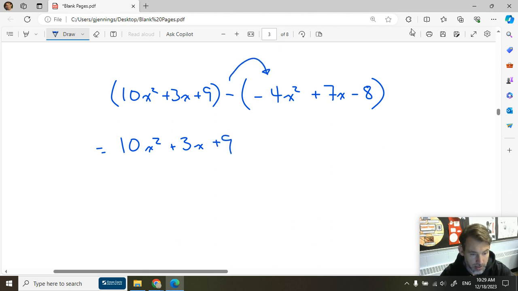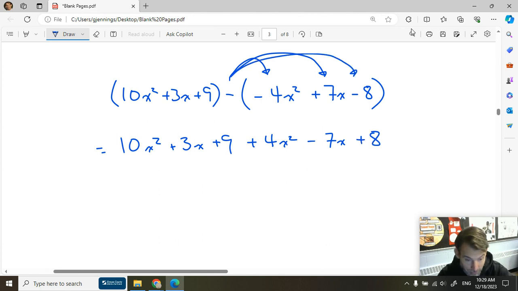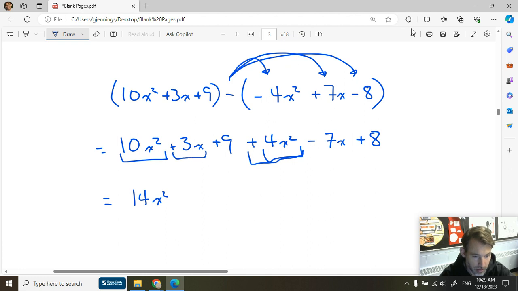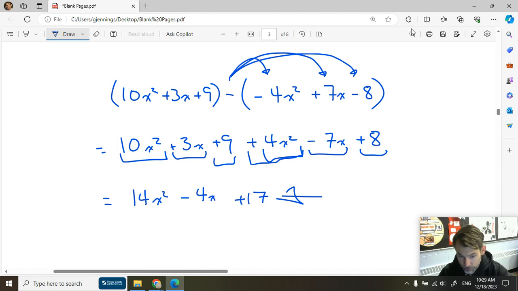Then this flips that sign, plus 4x squared. This flips that sign, minus 7x. And this flips that sign, plus 8. Well, that's a good example. I like this one. Now I have these squares that are like terms. I should really say that plus is part of it. So that's 14x squareds. And then I have plus 3x minus 7x, so that leaves me minus 4x. And plus 9 plus 8 is plus 17. So that's the answer that Delta Math is looking for.